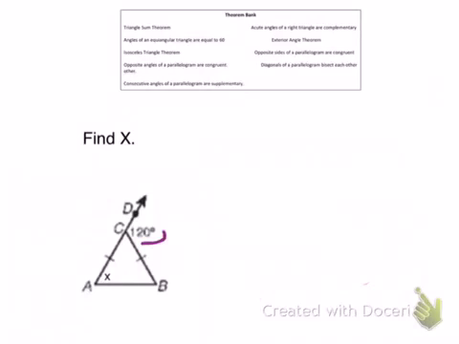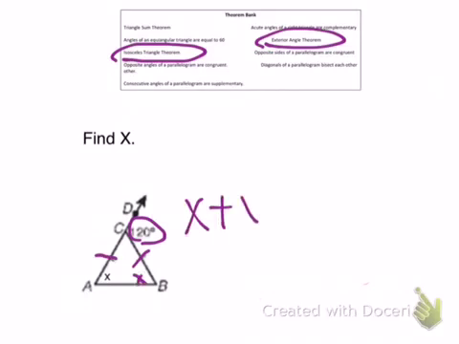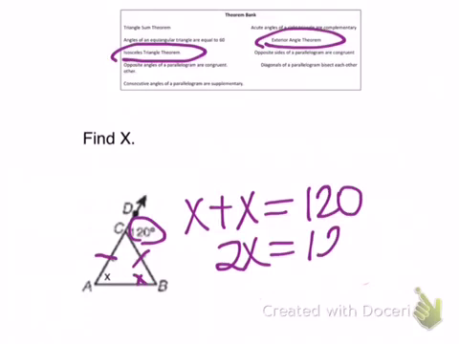On this one, I notice I have an exterior angle, so I would use the exterior angle theorem. The exterior angle says that the exterior angle is equal to the sum of the two remote interior angles. I also can use the isosceles triangle theorem because these two sides are equal, so I know that the base angles are equal. So I know that x plus x has to equal 120. If I combine my like terms, 2x equals 120. When I use the division property of equality, x would equal 60.